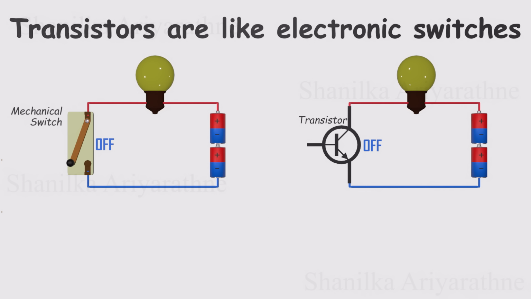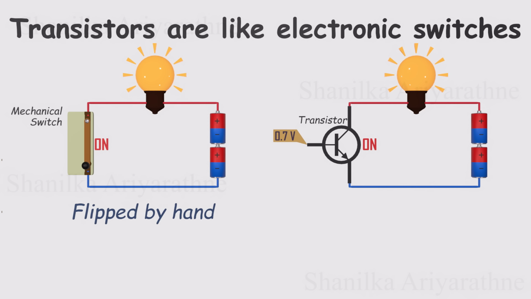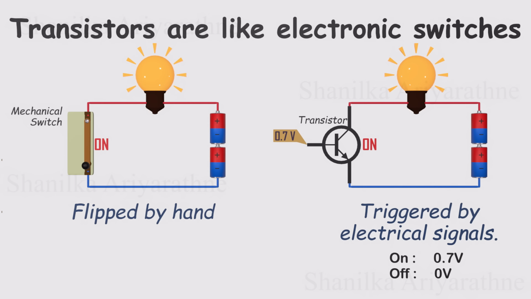Just like flipping a switch on your wall turns a light on or off, a transistor can do the same job, but without needing a human hand. There's no clicking or moving parts involved. Instead, transistors respond to electrical signals. That lets them switch things on and off automatically, silently, and at lightning speed.